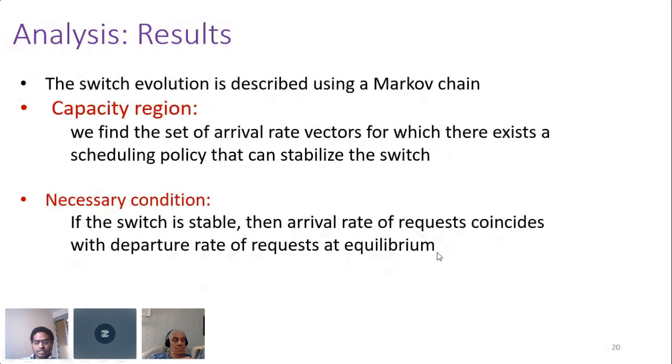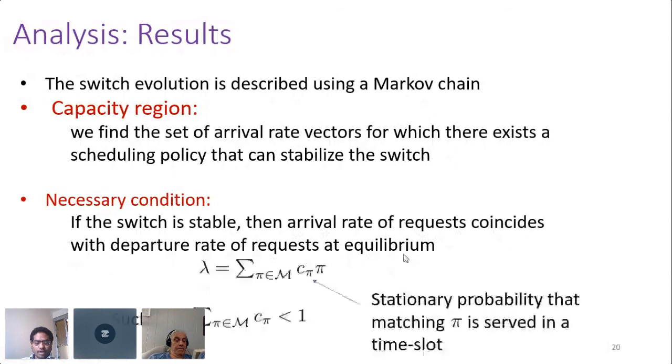So using this key insight from queuing theory, we were able to obtain a necessary condition, which is defined as follows. Lambda must be a linear combination of matchings pi, where the sum of these coefficients C pi should be strictly less than 1. And here C pi indicates the stationary probability that matching pi is served in a given time slot.